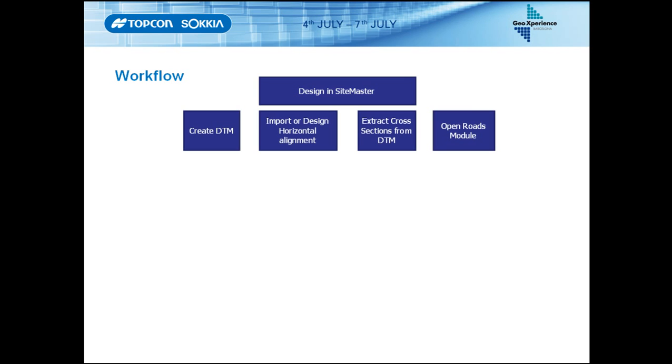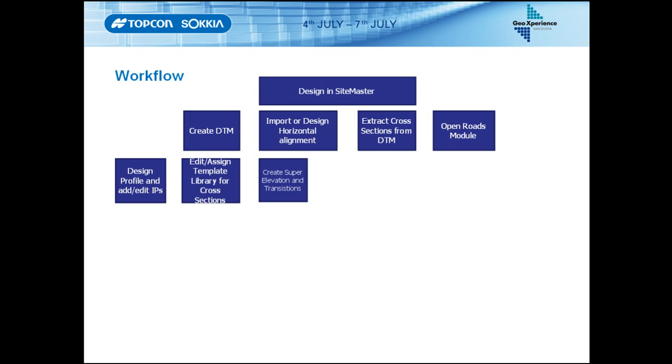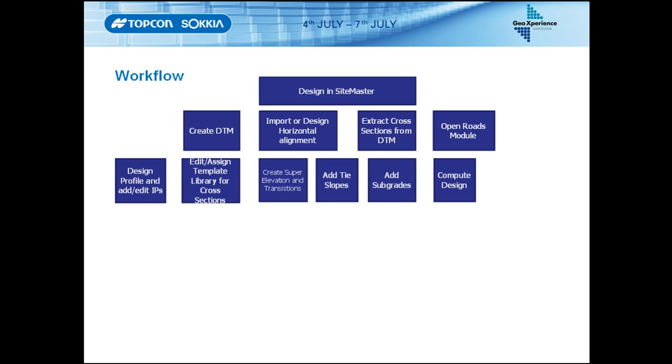Having done that, we'll then open that data into the roads module. From within the roads module, we'll design the profile. We'll look at editing and adding IPs on the profile. We'll then edit and assign cross-section templates. Once we've done that, we're going to use some super elevations and transitions as the road goes round a corner or a bend. We'll then add in some tie slopes, and we'll add some subgrades or surfaces. We'll compute the design, and then we'll export out to the survey module.